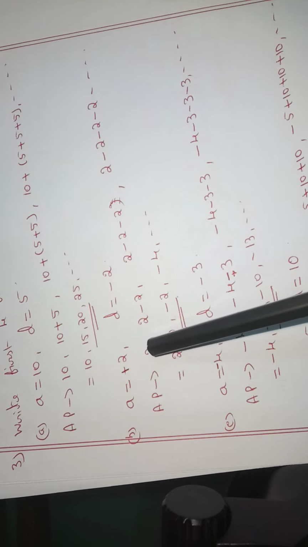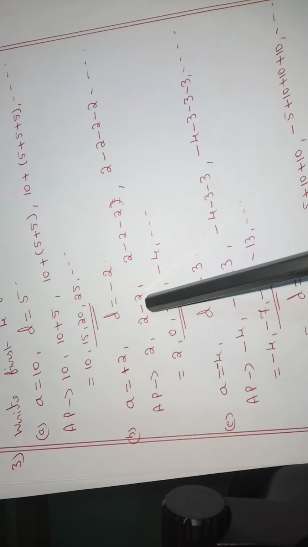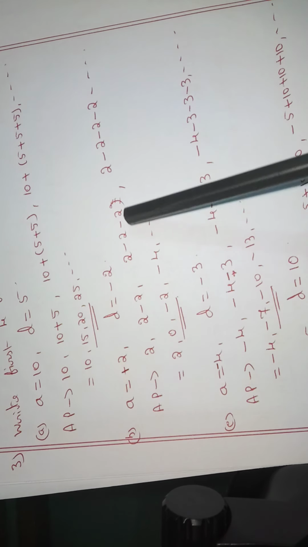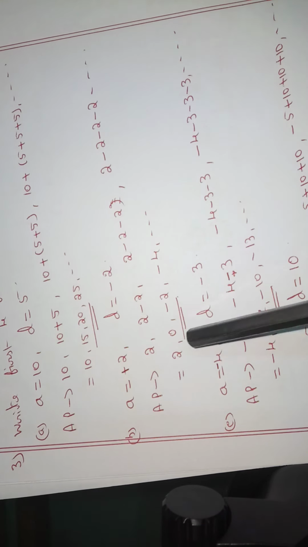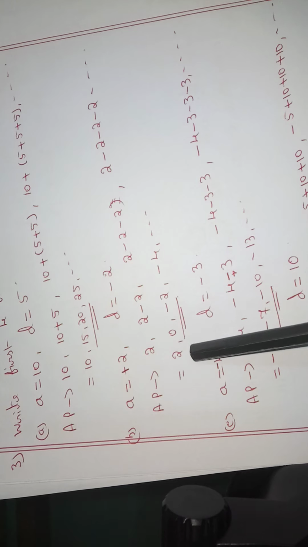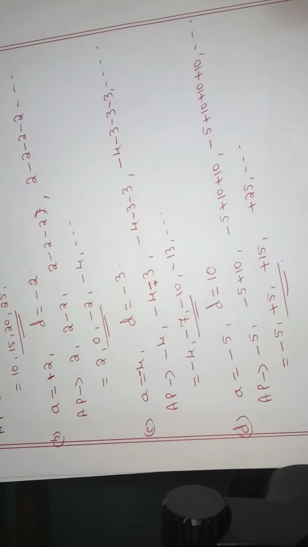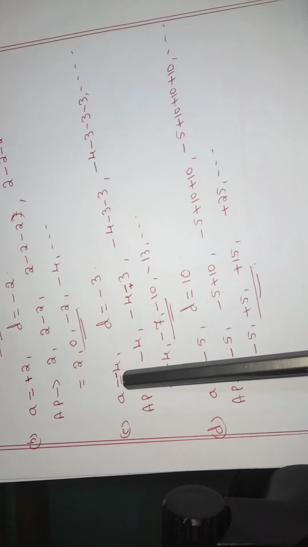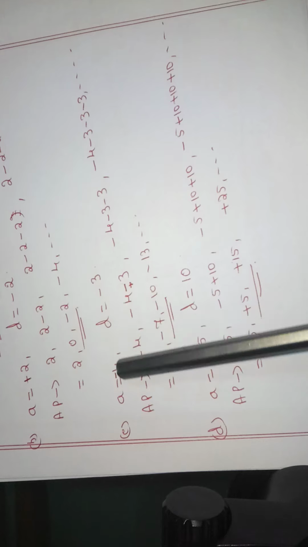Will you write? I hope all of you completed. 2, 2 minus 2, 2 minus 2 minus 2, 2 minus 2 minus 2 minus 2 and so on. What is the answer? 2, 0, minus 2, minus 4 and so on. Got it correct? Next sum. A is equal to minus 4, D is equal to minus 3. Both are negative.